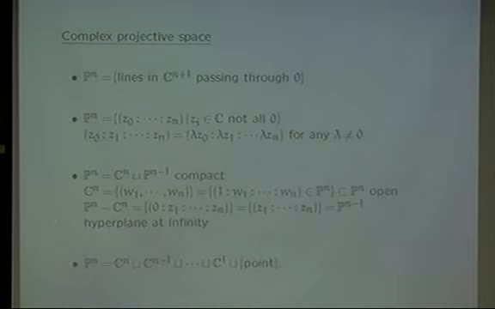Okay, you can do the same thing. P(n-1) can be decomposed into the union of C(n-1) and P(n-2), and you can keep doing this, and so you get the cell decomposition of the n-dimensional projective space. Everybody knows this and learns this in the first course in algebraic topology or something like that.